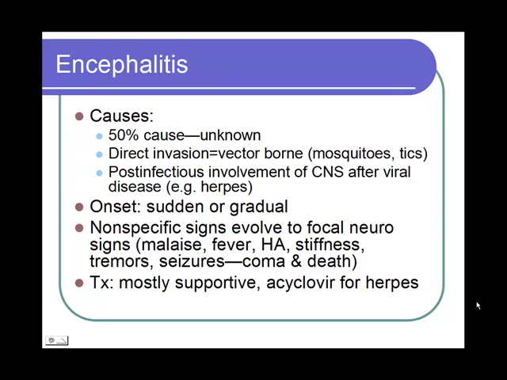Usually it starts out non-specific and then kind of increases in severity and specificity. So you'll start with malaise and fever, developing into a headache, developing into stiffness, turning into tremors and seizures, leading to coma, and finally death. Our treatment is mostly supportive. If it is herpes, we can use acyclovir, but we really don't have good medications to treat this. We're just treating symptoms.